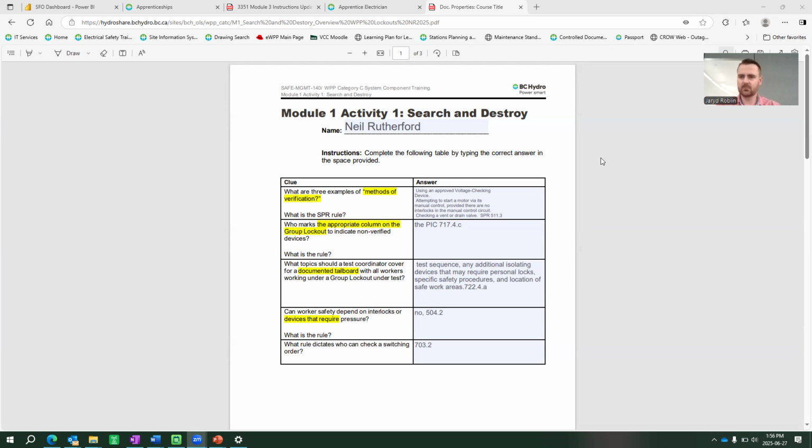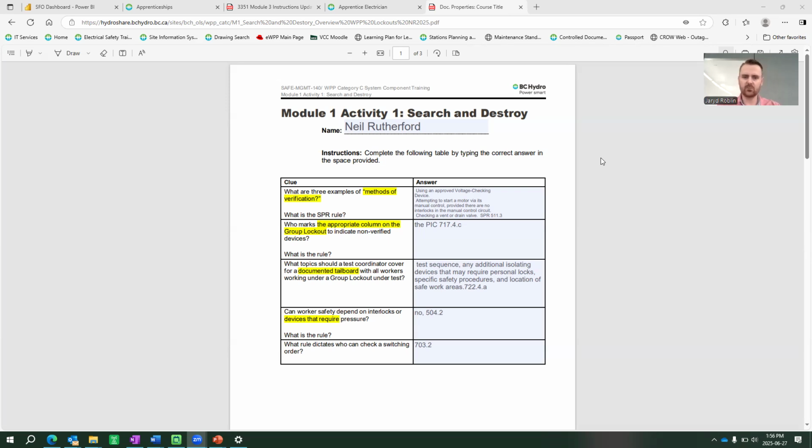So great job with this assignment. I really enjoyed the detail that you put in, especially at the beginning here when that very first question asks, what are three examples of methods of verification, right? With your answer, using an approved voltage checking device, attempting to start a motor via its manual control, providing there are no interlocks in the manual control circuit, which is very important, right? If there's an interlock in that circuit, then we can't rely on it as a verification method. So I thought that was very well done that you pointed that out.